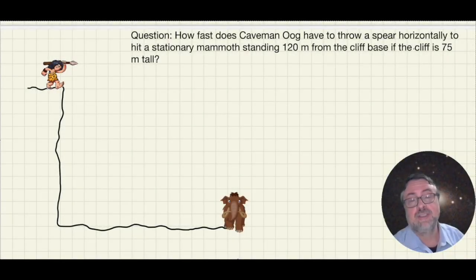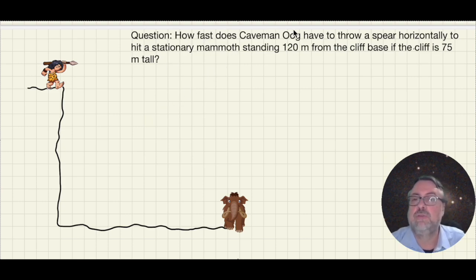Hello, physics students. Today I want to apply what we've learned about free fall motion to a simple projectile problem. Here I have caveman Oog hunting a mammoth to feed his tribe, and we are going to calculate how fast Oog needs to throw a spear in order to hit that mammoth. Now, let's apply the 8-step plan.